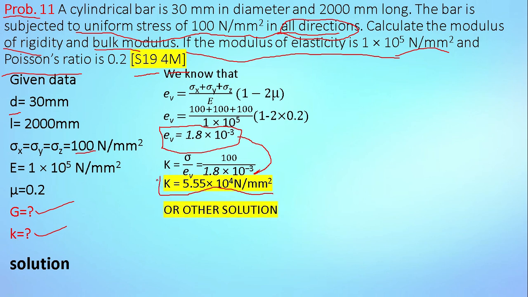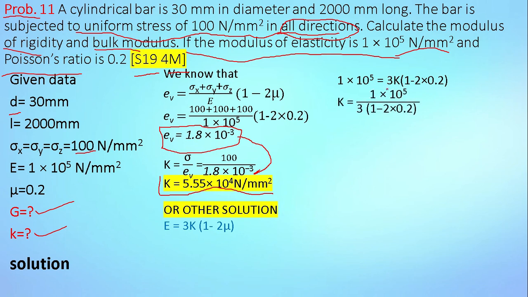Or this can be found by another method. We know the relation E is equal to 3K(1 minus 2 mu). Put all the values in this equation. E is equal to 1.1 into 10 raised to 5 is equal to 3K(1 minus 2 mu). So this equation becomes K is equal to 1.1 into 10 raised to 5 divided by 3 in bracket 1 minus 2 multiplied by 0.2. Therefore K is equal to 5.55 into 10 raised to 4 Newton per mm square.